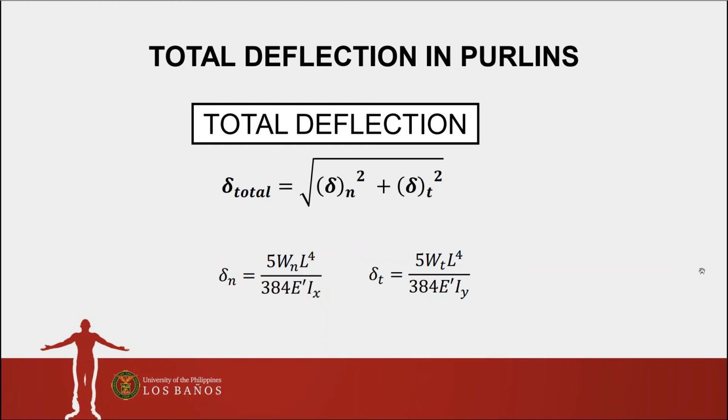Okay. So the formula 5wL to the fourth over 384EI holds true for uniformly distributed load. So that will be the maximum deflection. Okay, for using that case scenario.